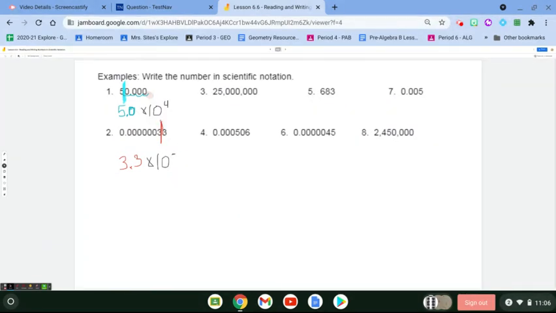So now you have to count how many places you're moving that. So 1, 2, 3, 4, 5, 6, 7 places. So that would be 3.3 times 10 to the negative 7 power. Okay, let's look at question number 3, dealing with a large number.